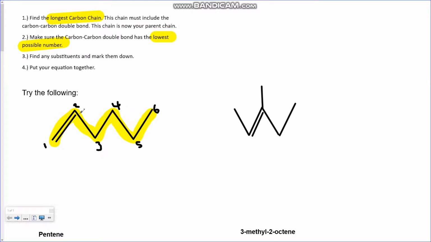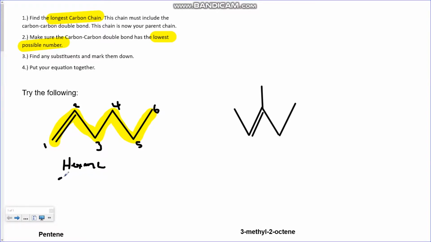Alright, so we want our carbon-carbon double bond to have the lowest possible number. So it makes sense for us to start from the left. So 1, 2, 3, 4, 5, 6. There's 6 carbons, so we know the prefix is going to be hex, and then there's a double bond, so ene. So it'll just be hexene.